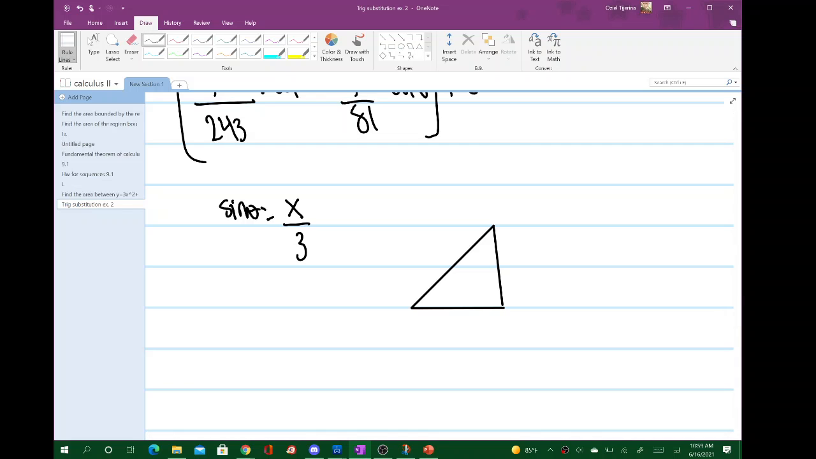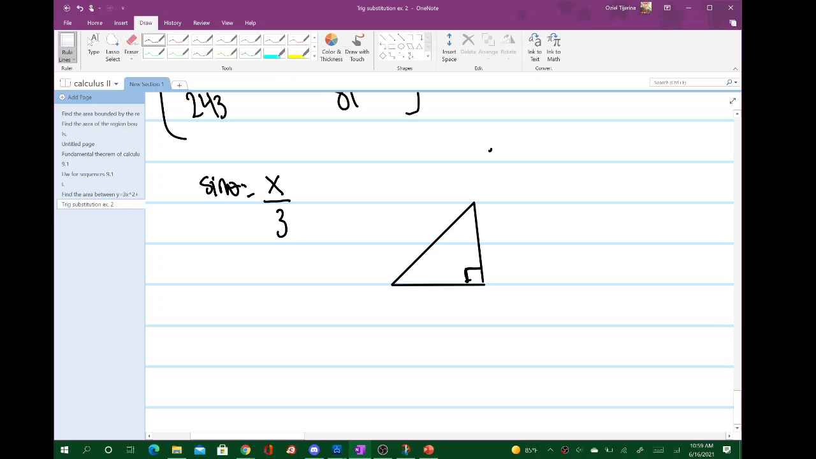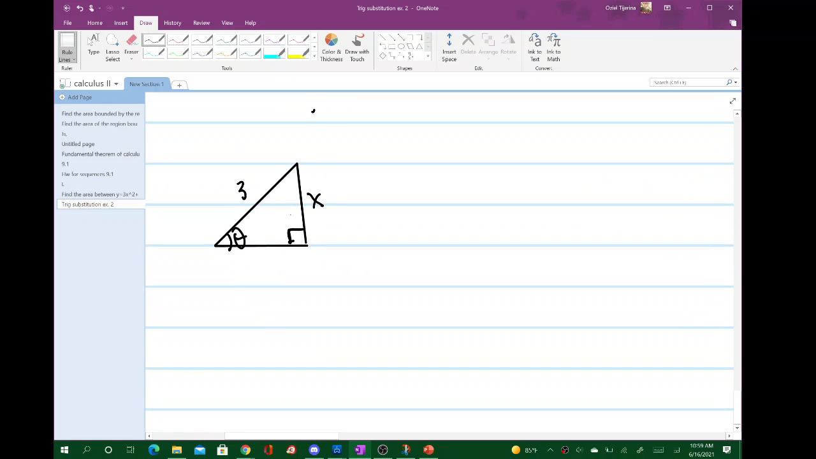Okay. So here, this is our right angle, obviously. And this is theta, and we know that sine theta is x over 3, so it's going to be opposite over hypotenuse. So we can find the third side using the Pythagorean theorem. x squared plus b squared equals 3 squared. So then x squared plus b squared equals 9. So then that means that b is equal to the square root of 9 minus x squared.